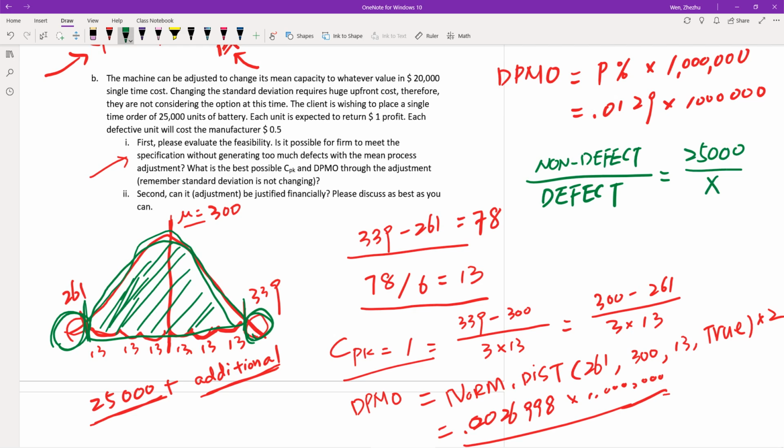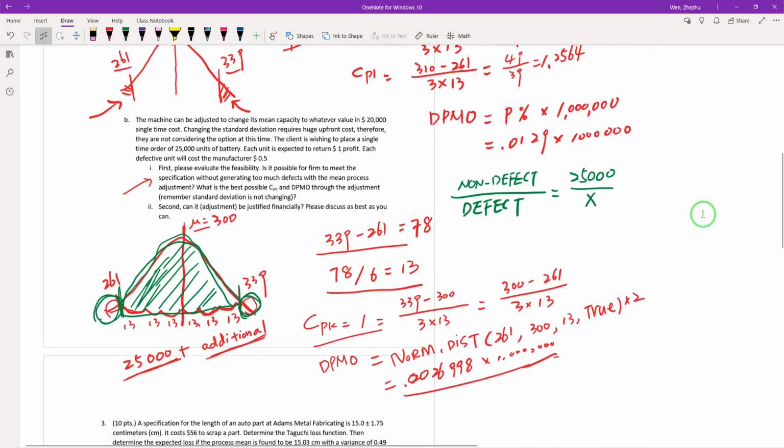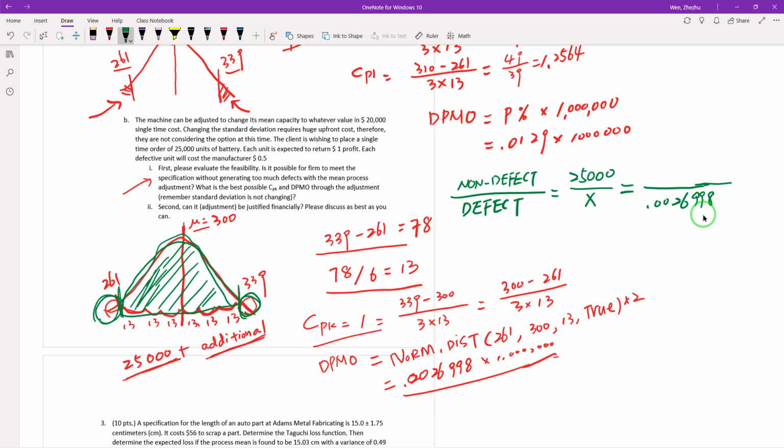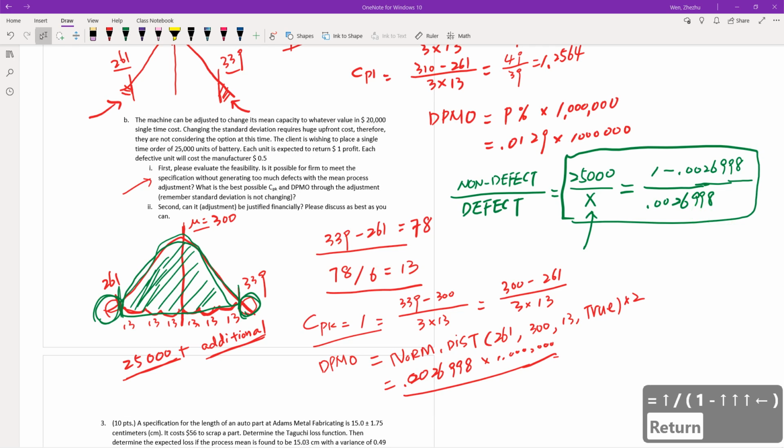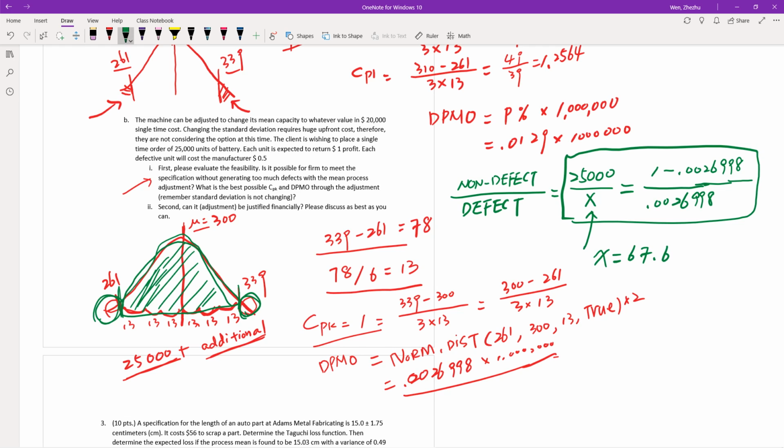Let's say the defect count is X. We don't know exactly how many, but we do know the proportion of defects is going to be 0.0269998, and the non-defect proportion is 1 minus 0.0269998. So this is solvable. You can solve this, and that will give you the number X. Let's take a look. My calculation tells me X is roughly 676 to 678. You're roughly generating 680 defects during the process.